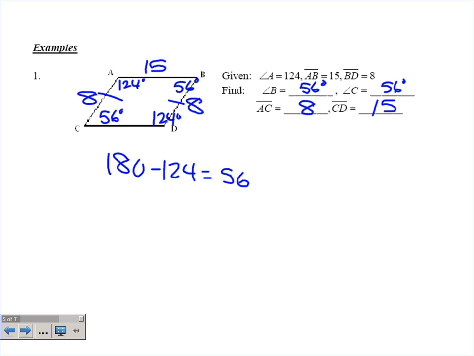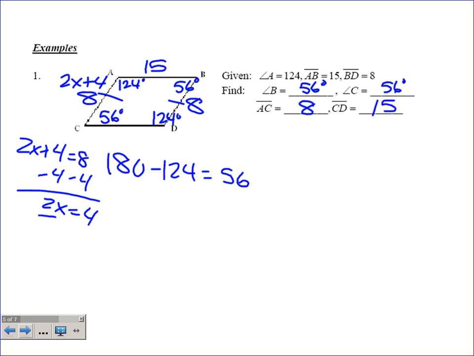Yeah, they could put variables in here. So instead of just saying that this is 8, they could say, hey, this side is 2x plus 4. And we had to say, hey, 2x plus 4 equals 8. And then we'd have to subtract 4 like this, get 2x equal 4, and then divide both sides by 2. And we have to solve something like x equals 2.